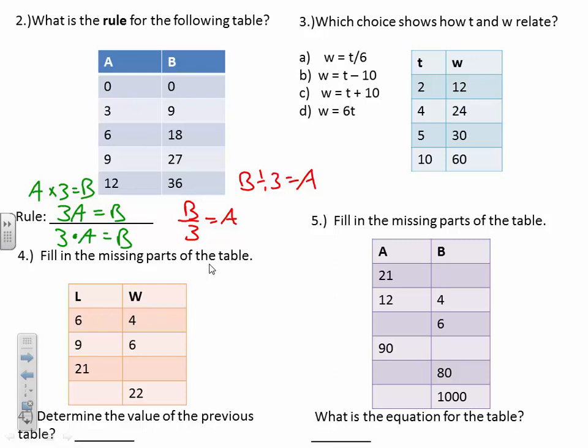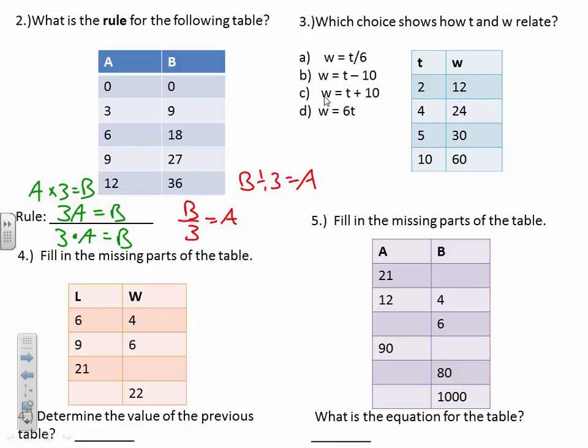number 3 says, which choice shows how T and W relate? So now we got a multiple choice problem. If I look at this ratio table, I'm asking myself, how do I get from the T column to the W column? How do I get there? Okay, so you should be asking yourself that same thing. Or, if I'm at the W column, how do I get back here?